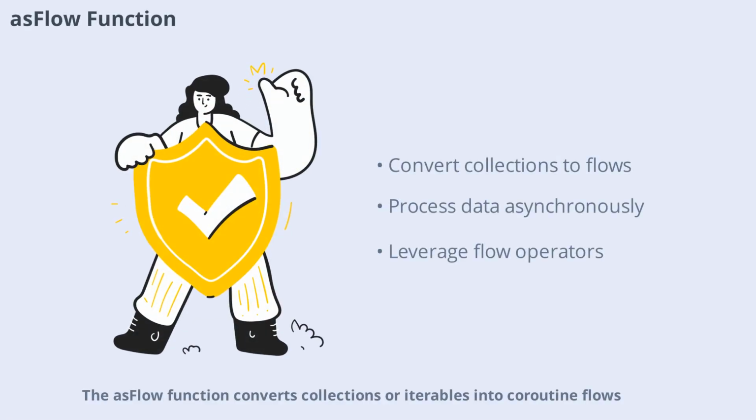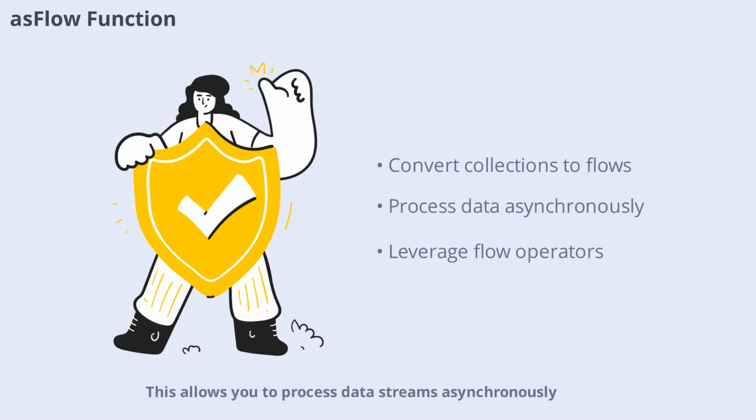The asFlow function converts collections or iterables into coroutine flows. This allows you to process data streams asynchronously, leveraging the power of coroutine flow operators for efficient data handling.